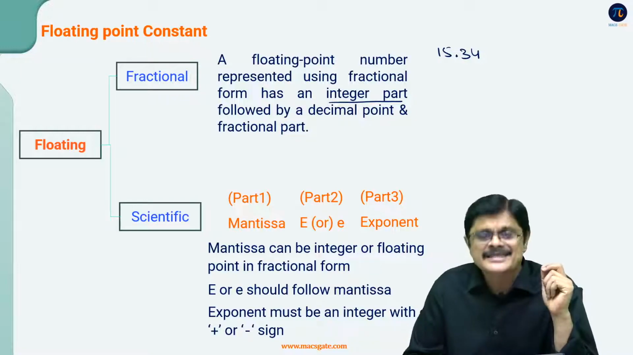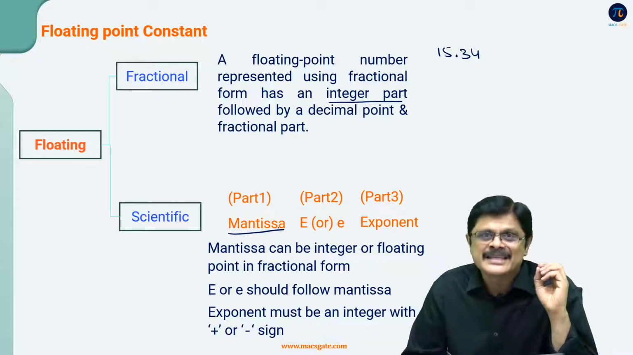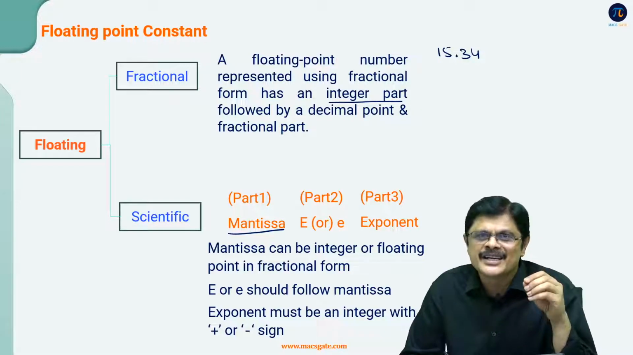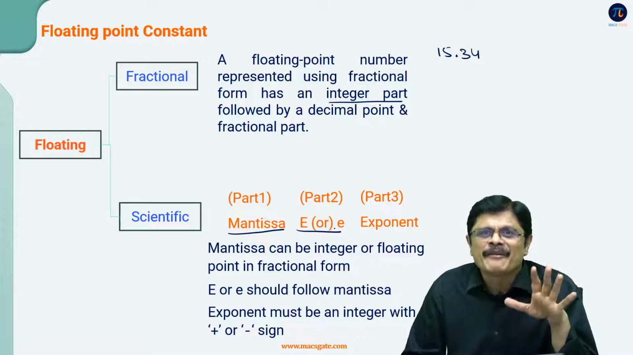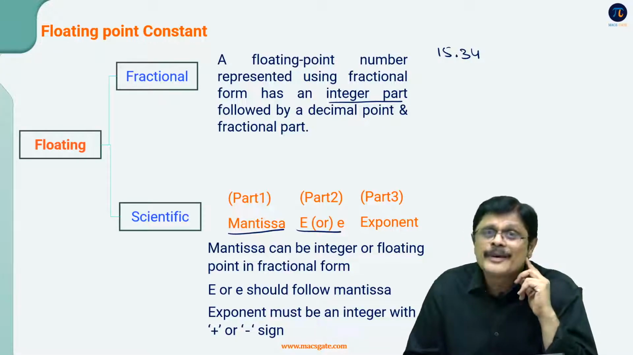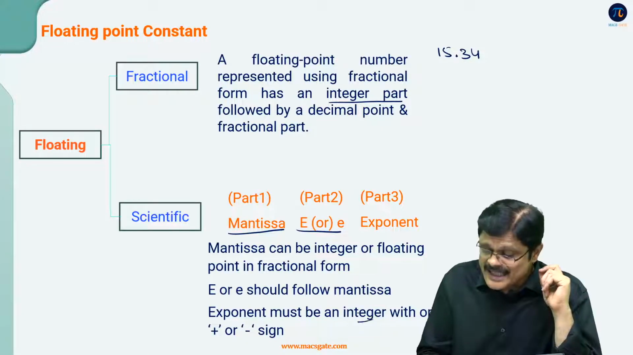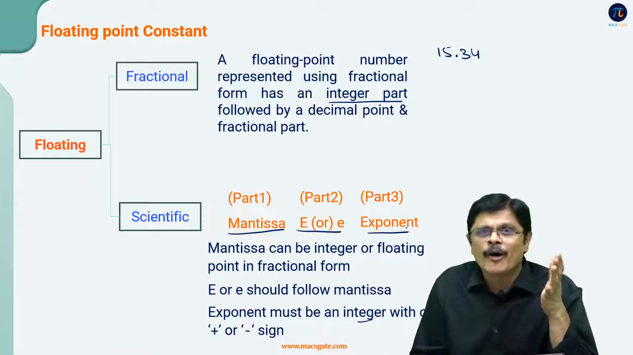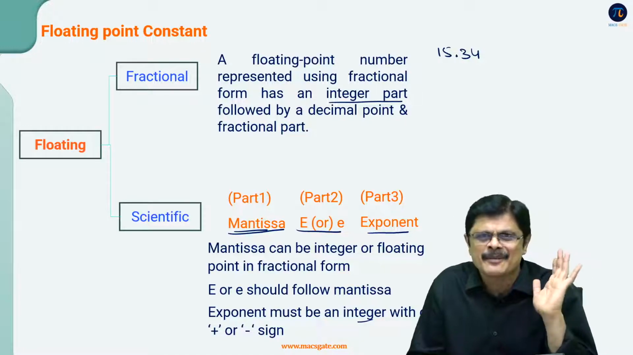The other one is scientific notation. In the scientific notation, we have a mantissa. The mantissa part can be an integer or a floating point, followed by E, which represents power, nothing more than that, followed by the exponent, which is the power we are having. The exponent must be an integer only, and it can have an optional plus or minus sign. Even the mantissa is either an integer or a floating number with an optional plus or minus sign, my dear friend.